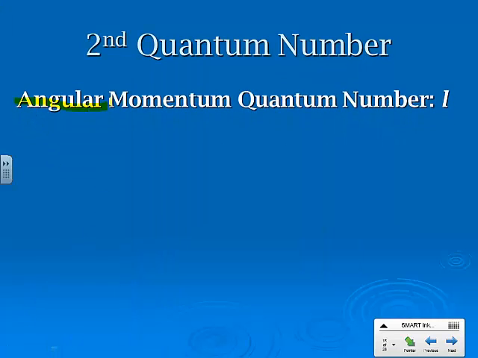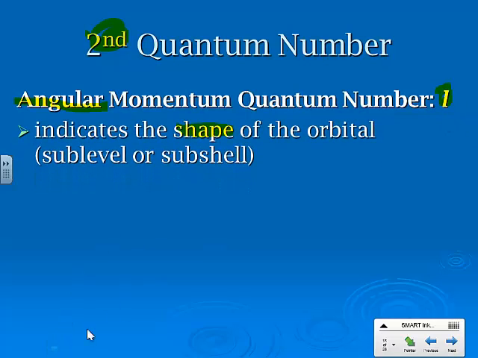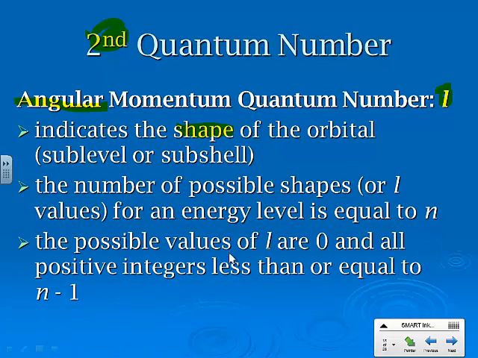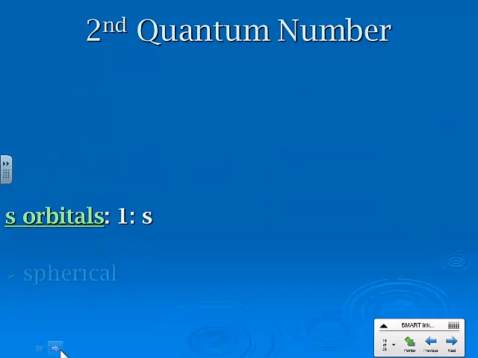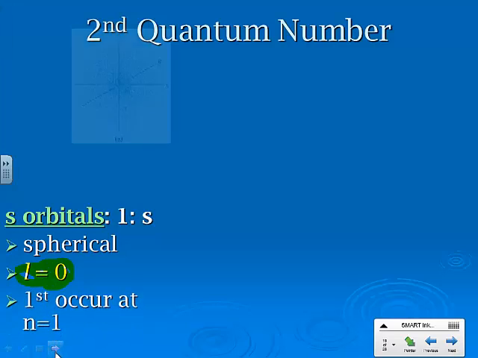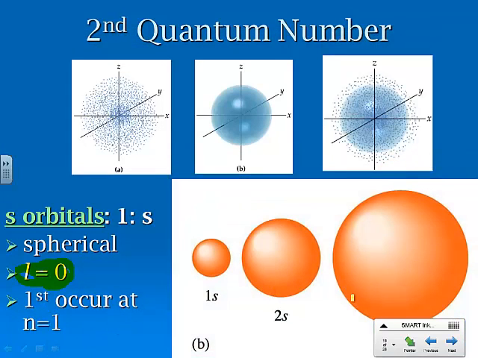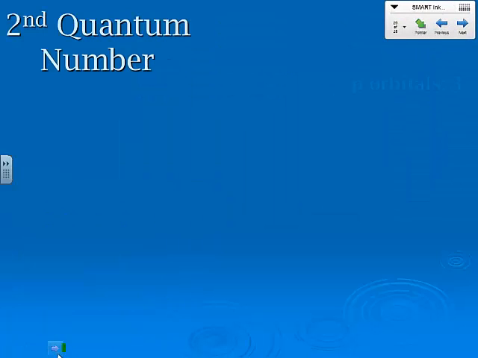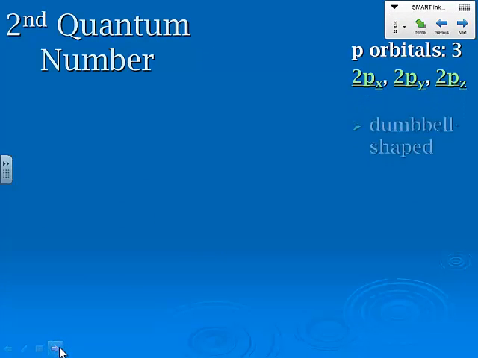Let's say second quantum number is the angular momentum quantum number. It's abbreviated by lowercase l, and it indicates the shape of the orbital. Alright, the number of possible shapes for an energy level is equal to n, and the possible values are all positive integers less than or equal to n minus 1. So, for the second quantum number, our s orbitals are spherical. They all have an l value of l equals 0, and they first occur at n equals 1, and they are spherically shaped, which we remember, again, you have increasing size as you go from 1s to 2s to 3s. Okay, for the second quantum number for p orbitals, there are 3 of them.